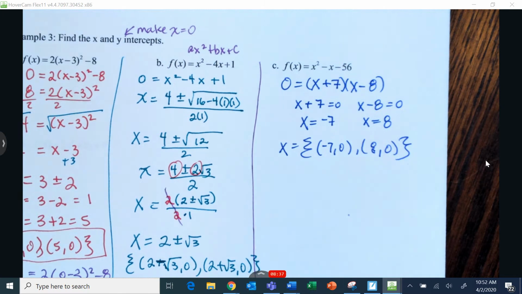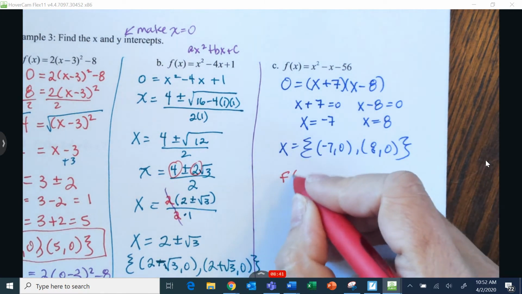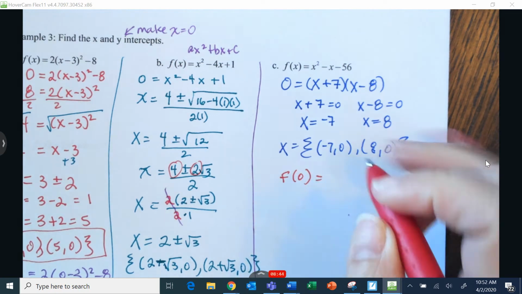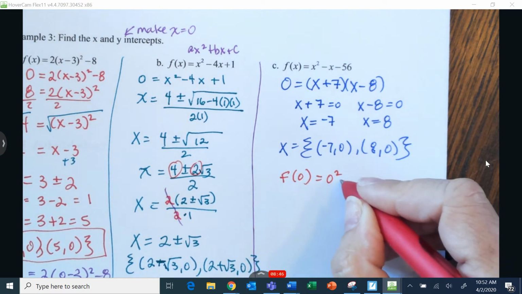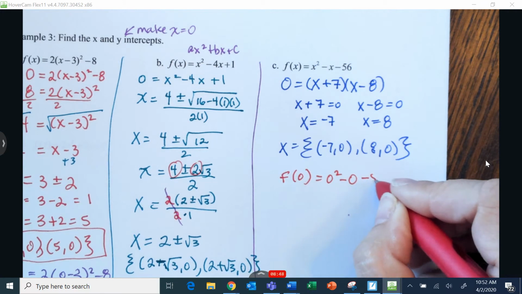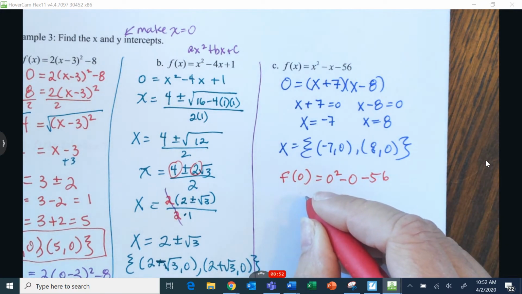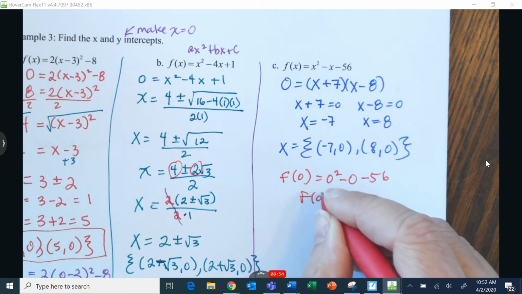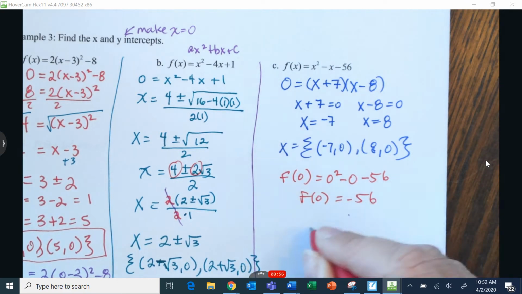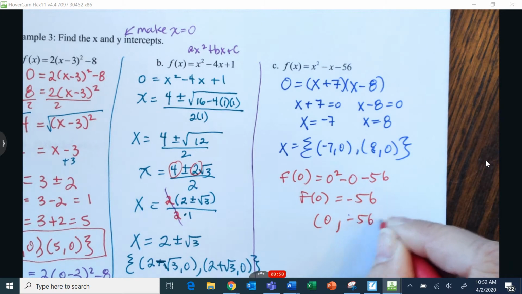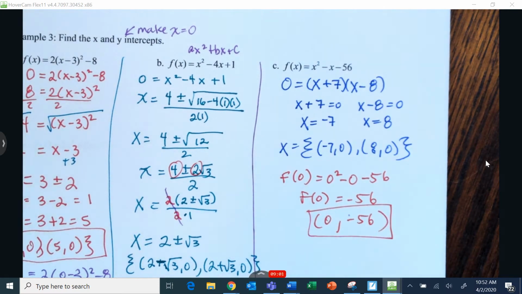Now to find the y-intercept, I'm going to plug in 0 for all of our x's, and I get my y-intercept is at negative 56. So 0, negative 56 would be the y-intercept.